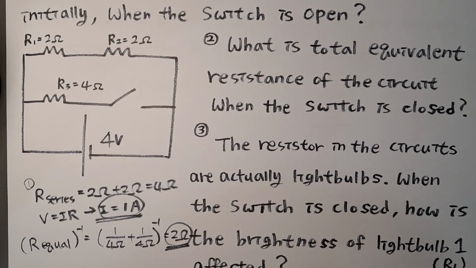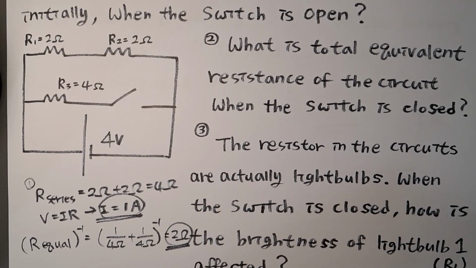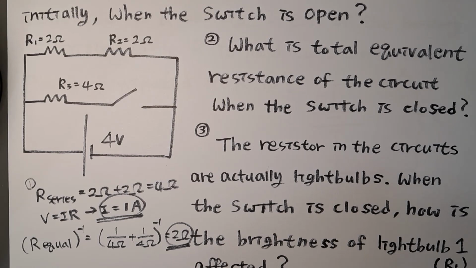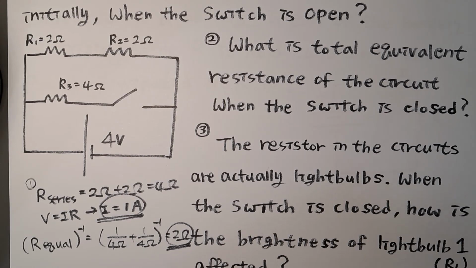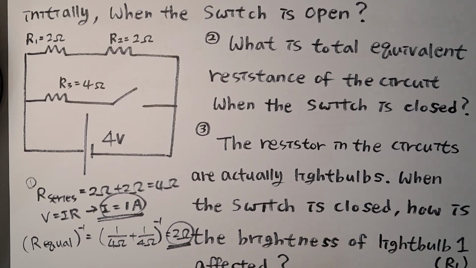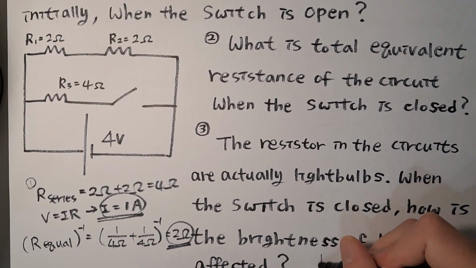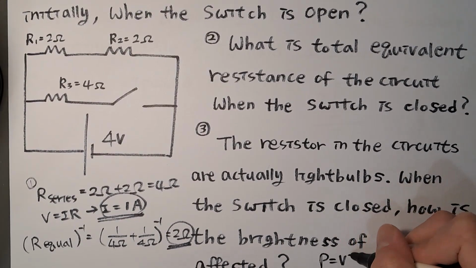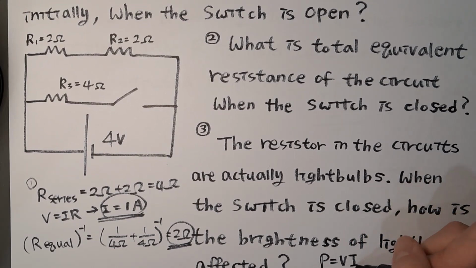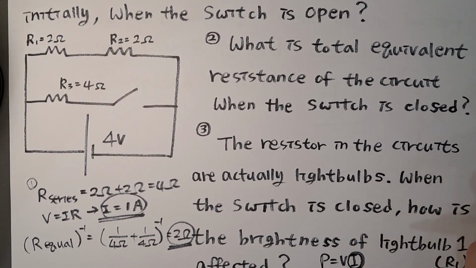About the brightness of a light bulb, power determines the brightness, and current determines it also.